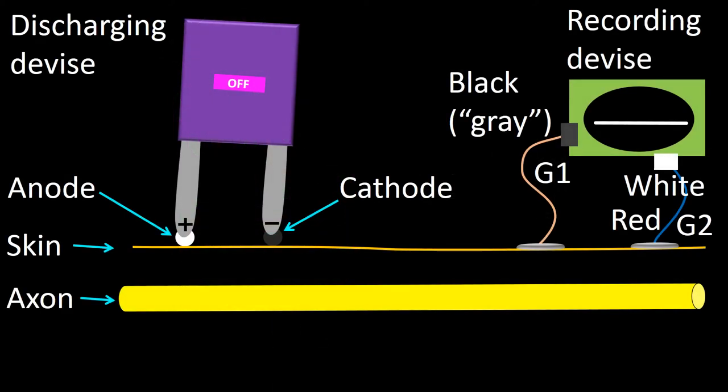This figure shows a stimulator in the off position. Remember, this is a discharging device. The skin and the axons are marked. On your right hand, I have placed a recording device. Now the stimulator has been turned on with the appropriate intensity, let's say 15 milliamps for 100 microseconds, and an action potential arises under the cathode. This action potential will generate a current that will travel in both directions. And ultimately, it will produce a wave in the recording device as shown in this frame.